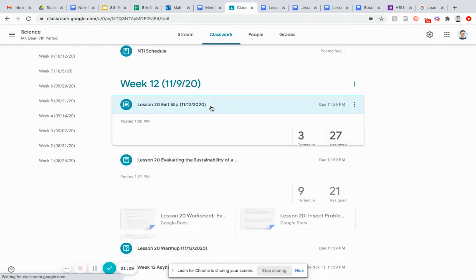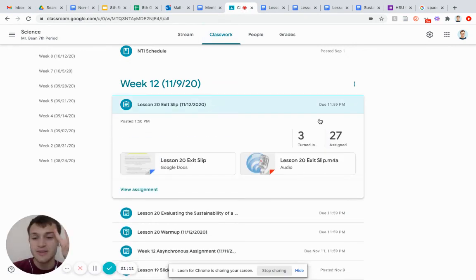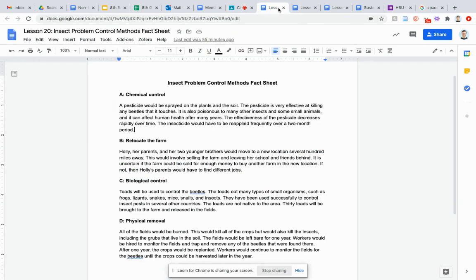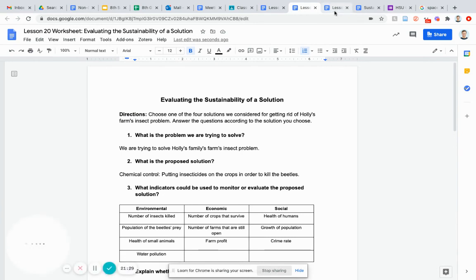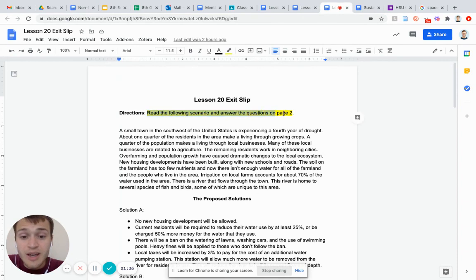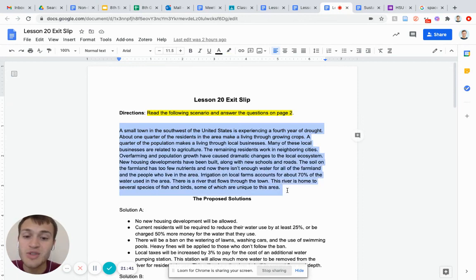So the exit slip is on Google Classroom. There are 2 files under the exit slip. First is lesson 20 exit slip. Second is lesson 20 exit slip audio. So I'm not going to read you the exit slip right now. If you want me to read you the exit slip, listen to the audio. But for the lesson 20 exit slip, you're going to read a scenario and answer the questions on page 2. So here's the scenario. This is the background information.